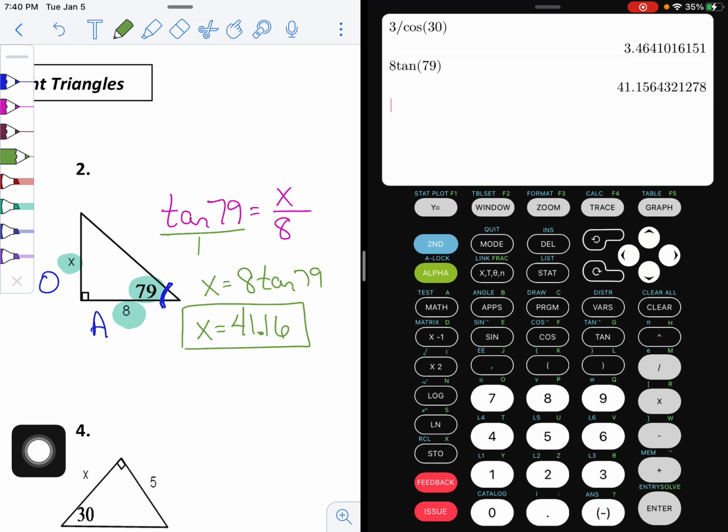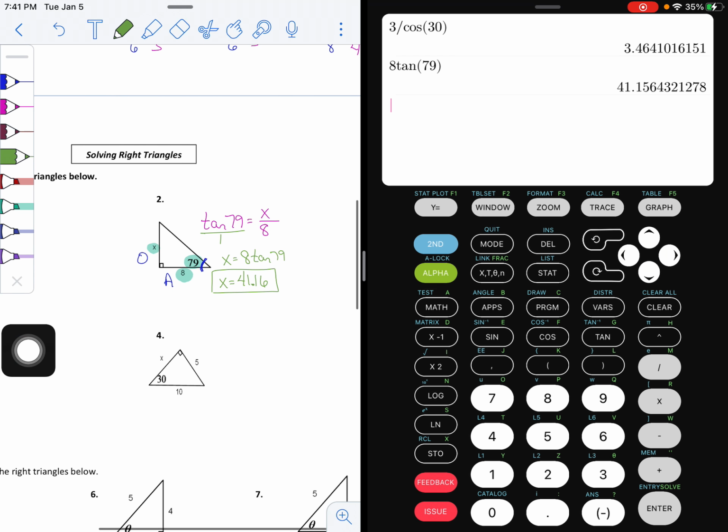Okay. It seems a little bit ridiculous to have one side be 41 and one side be 8. However, this triangle is very much not drawn to scale. This angle of 79, this would be an angle of 11. And so there is a drastic difference between those. And so it actually does make sense.